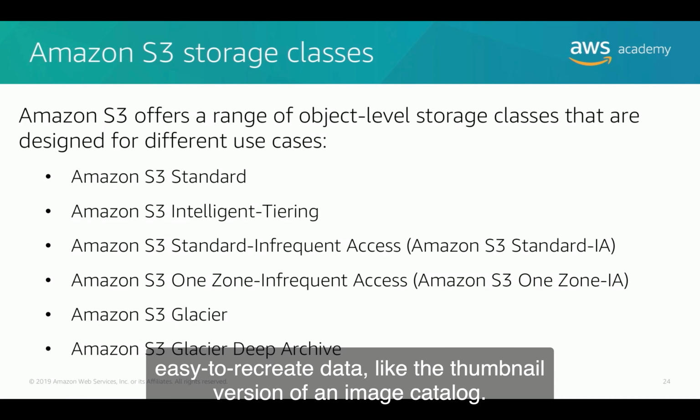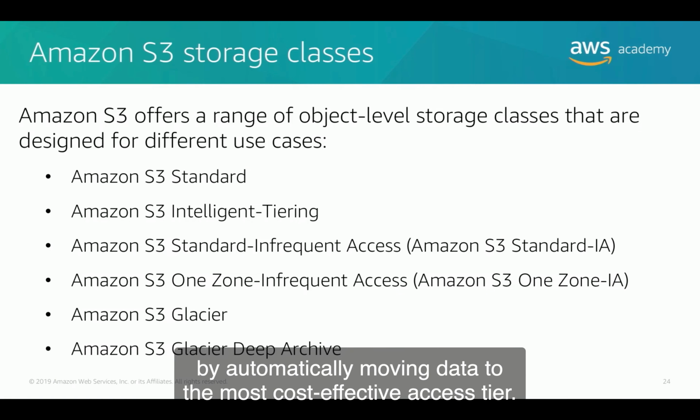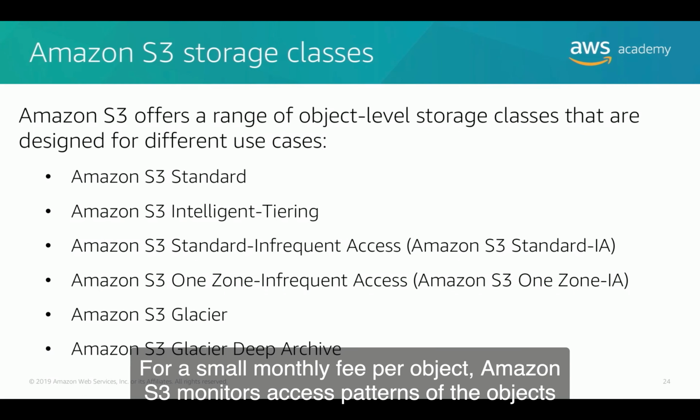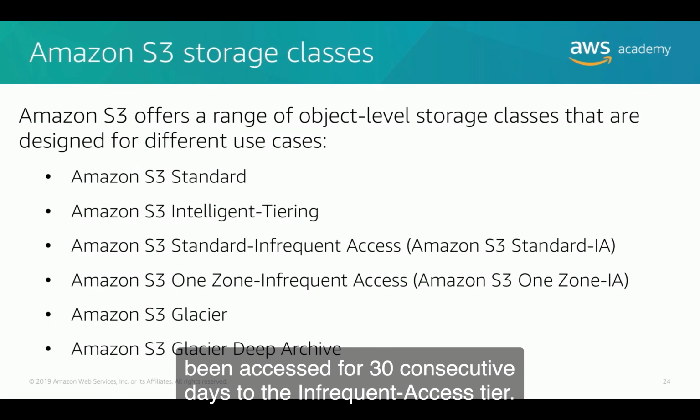The Amazon S3 Intelligent Tiering storage class is designed to optimize costs by automatically moving data to the most cost-effective access tier. For a small monthly fee per object, Amazon S3 monitors access patterns of the objects in Amazon S3 Intelligent Tiering and moves the objects that have not been accessed for 30 consecutive days to the infrequent access tier.